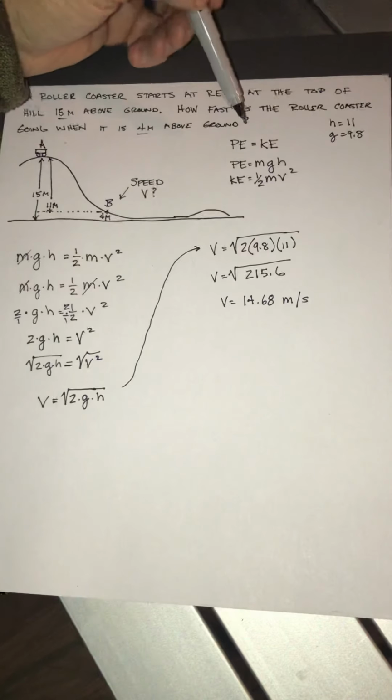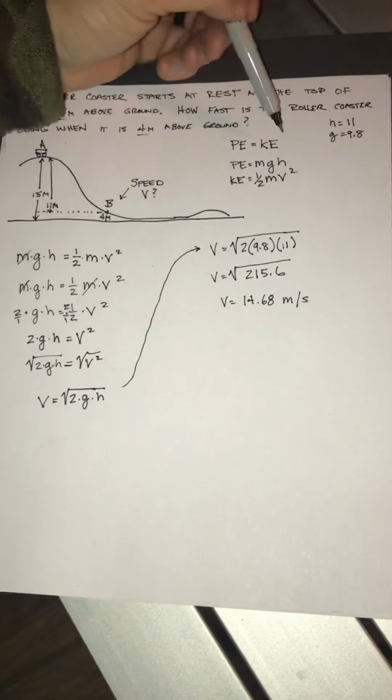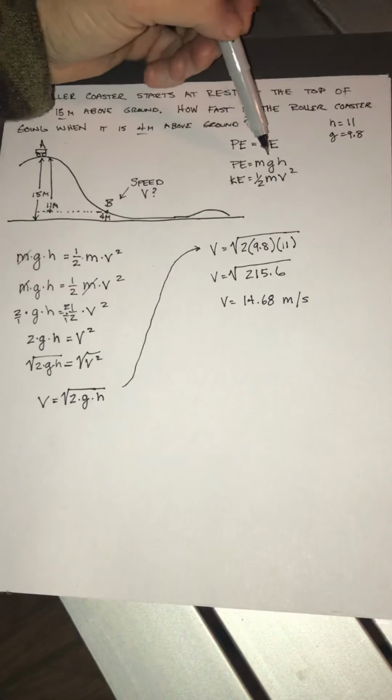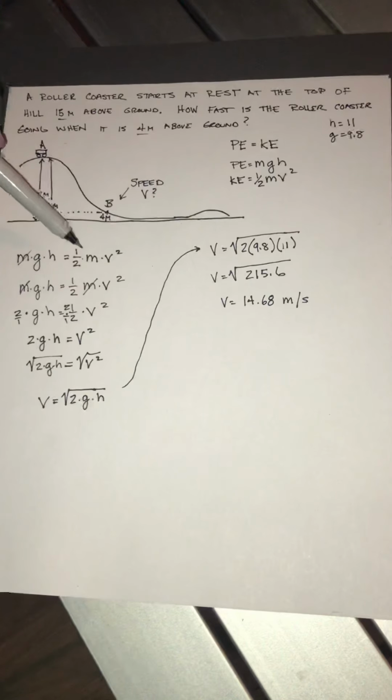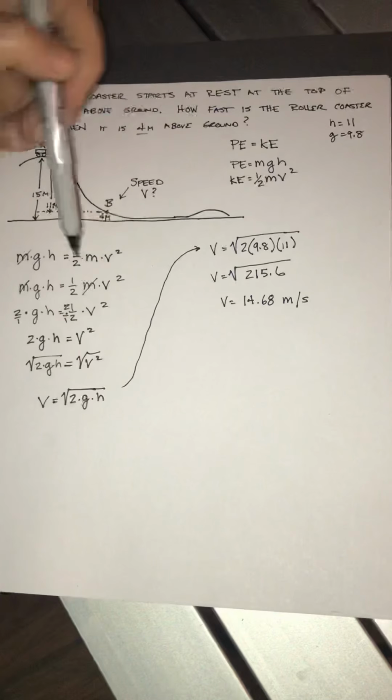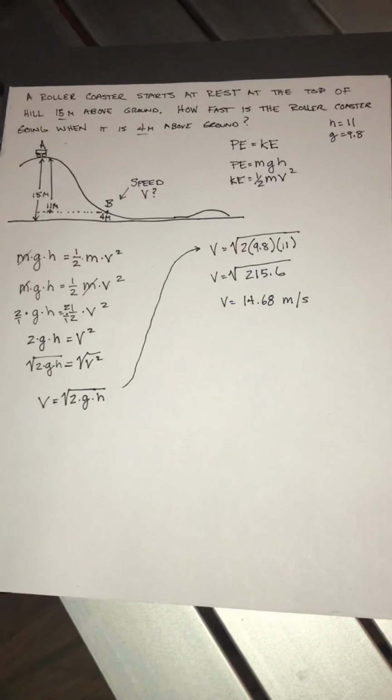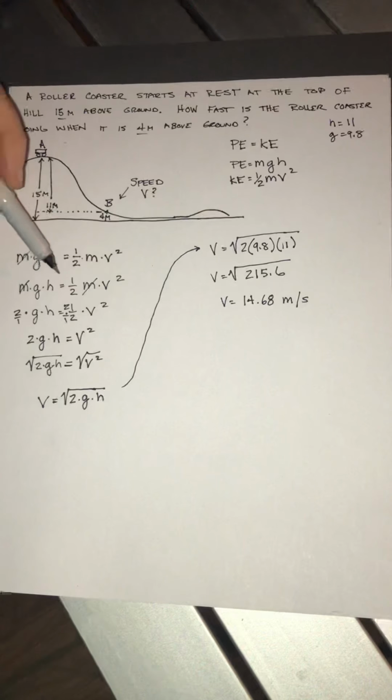What we do know is that because PE equals KE, we can write this equation over here as mgh equals 1/2 m times velocity squared. We don't know the mass of the roller coaster. It's an unknown to us, but it doesn't matter because we know that it's equal on both sides of the equation. That means we can divide both sides by m and we can get rid of mass for all intents and purposes. So that leaves us with gh equals 1/2 velocity squared.